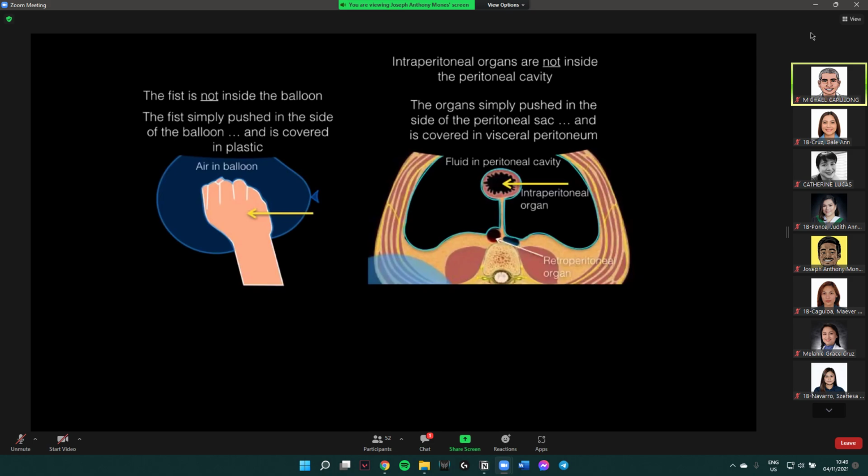So here's an intraperitoneal organ. There's a retroperitoneal organ. If you follow the fascia within, they're actually in the same fascial planes. When you see an intraperitoneal organ, even when you open up the abdomen, it's not in the cavity, even though we call it an intraperitoneal organ. It's all contained within this sac.